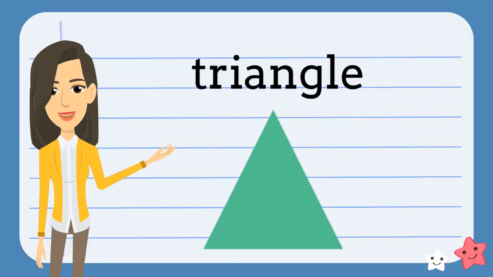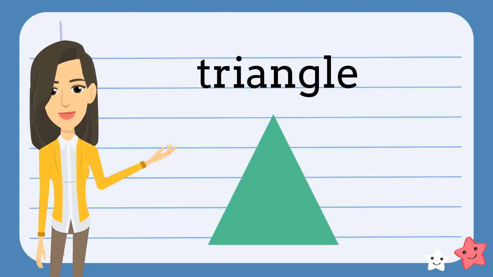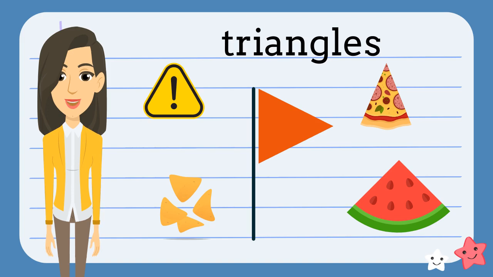A triangle is a plane, closed shape that has three straight sides that connect. They also have three vertices. There are many objects that are shaped like a triangle: a sign, some chips, a flag, a slice of pizza, and a watermelon slice are all triangles.